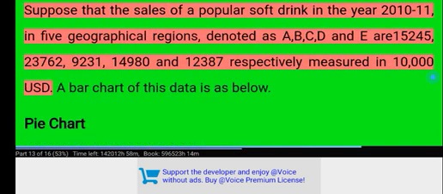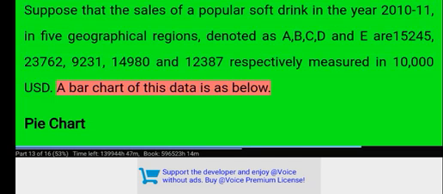Suppose that the sales of a popular soft drink in the year 2010-11, in 5 geographical regions, denoted as A, B, C, D and E, are 15,245, 23,762, 9,231, 14,980 and 12,387 respectively, measured in 10,000 United States dollars. A bar chart of this data is as below.